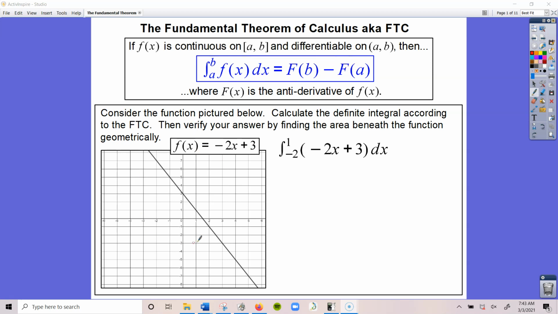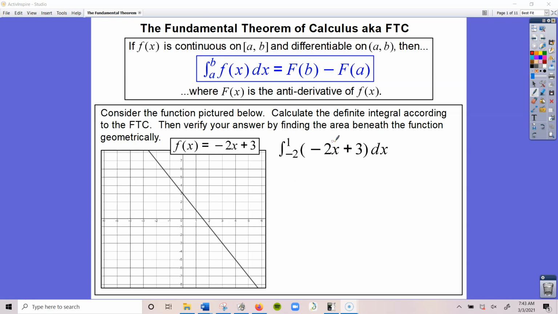So here we have this particular function where f of x is equal to negative 2x plus 3. We're going to calculate the definite integral using the fundamental theorem of calculus, and then we're going to verify that answer by calculating the area that is bounded by the graph and the x-axis.